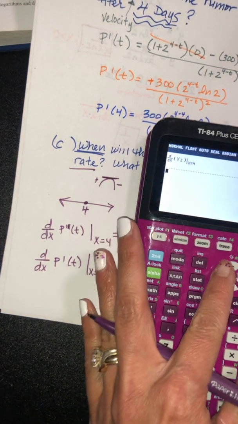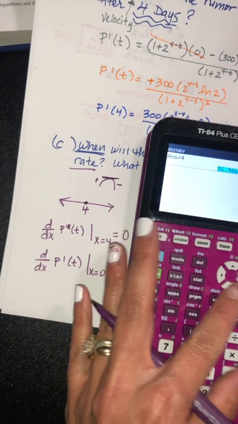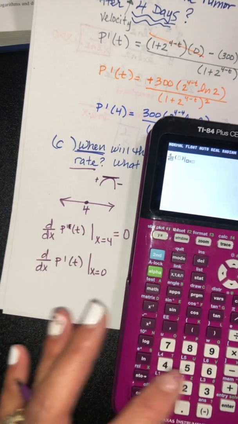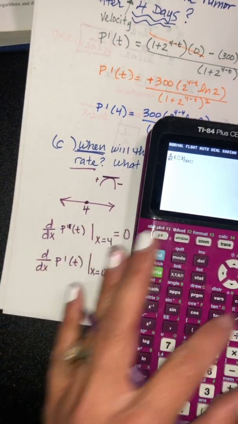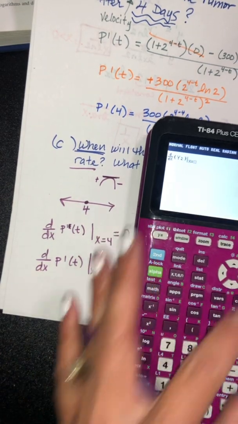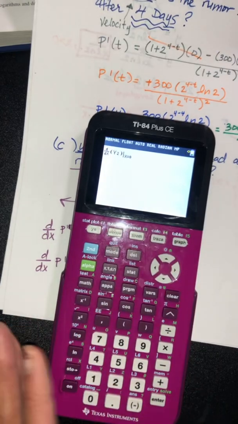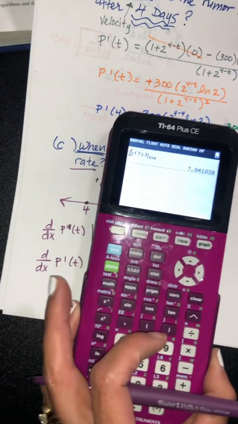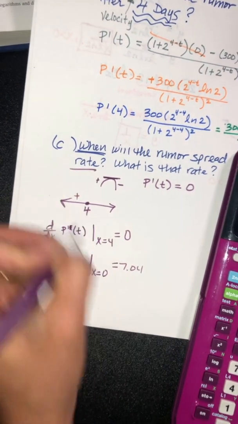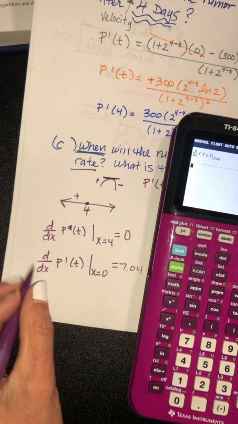So same thing. Will it let me scroll back up? Nope, it won't let me do it. I have to do the whole thing over again. I always do that. Okay, math 8 d dx of alpha trace y2, and let's set it equal to 0 and see what I get. 7.04, that is a positive number. So we're positive on the left of 4, just to double check.